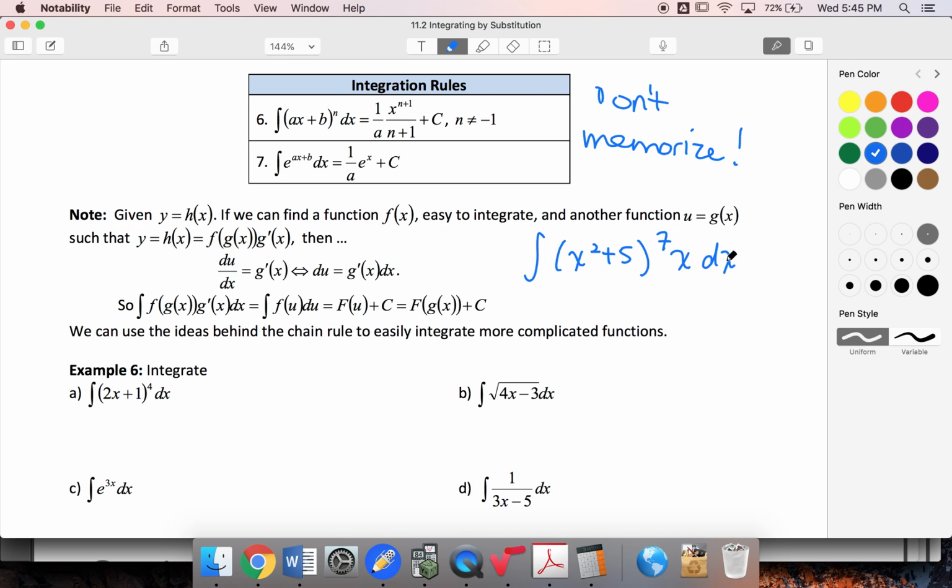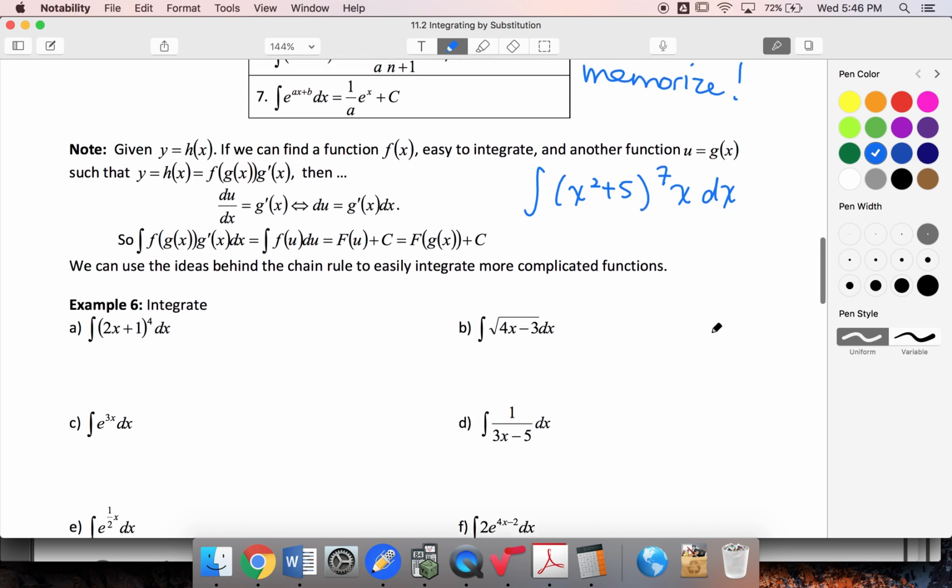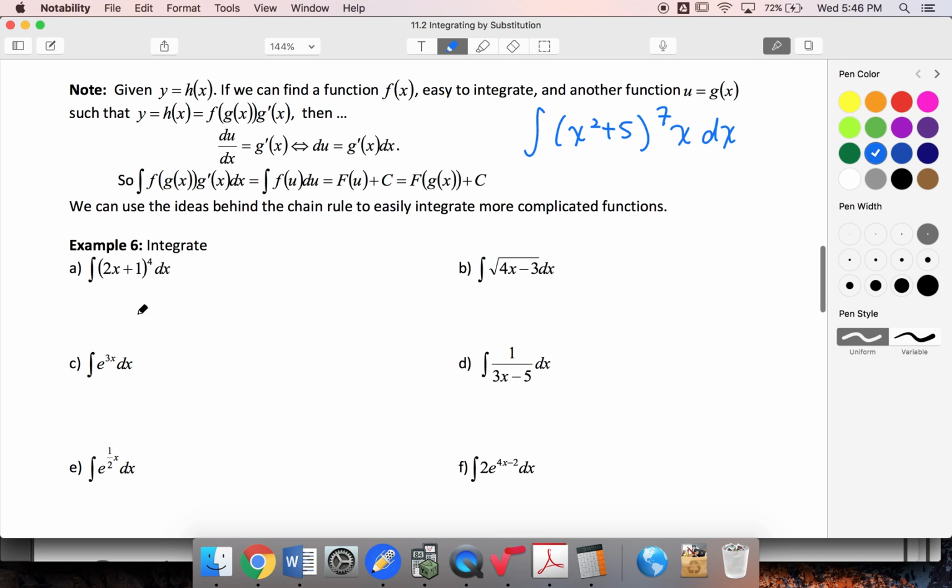And I don't see that exactly out here. I just see the x dx. Remember, I can always rearrange coefficients and constants. But if I see a product and a portion of the product is similar to the derivative of the inside, then I'm thinking substitution. So let's look at what I would think of as the term to be substituted.